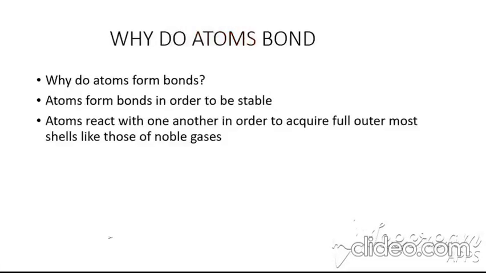Okay, now that we know what bonding is, we need to know why atoms bond, or why atoms form bonds. So atoms form bonds in order to be stable. It's for their stability. Note that atoms react with one another in order to acquire full outermost shells like those of noble gases. These noble gases are group 8 elements of the periodic table, and they are stable gases.